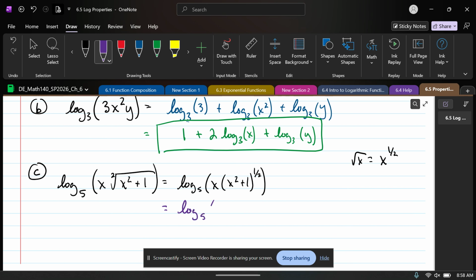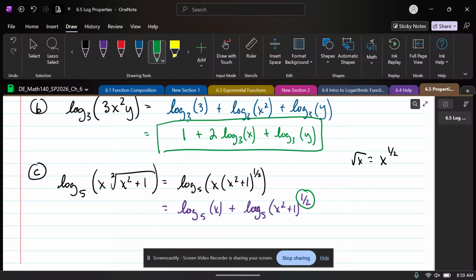So log base 5 of x plus log base 5 of x squared plus 1 to the 1/2 power. Okay, so this was x times that, so that's why I made an addition. And now what's the last thing that we can do here? Got an exponent on what I'm taking the log of.